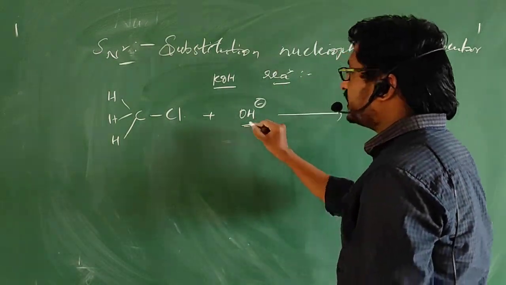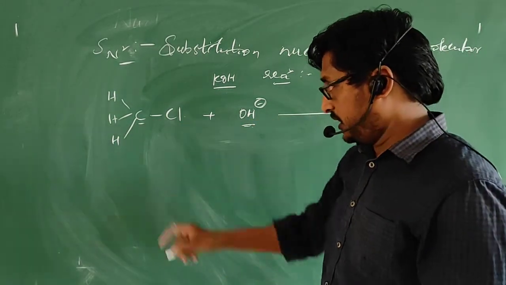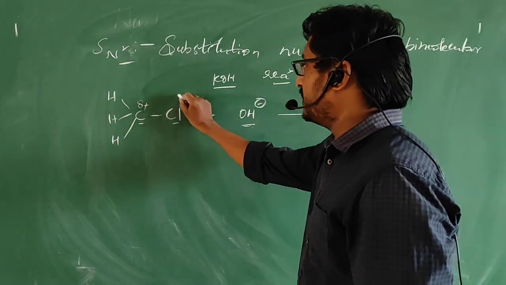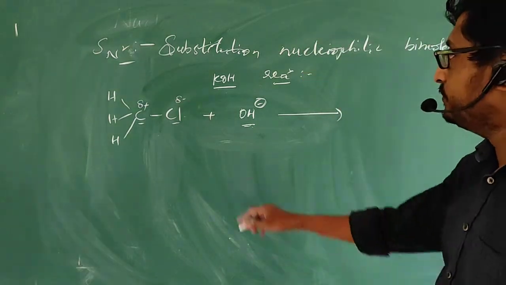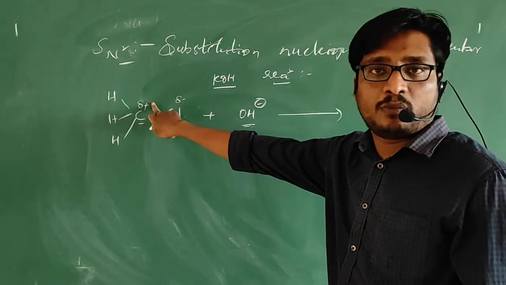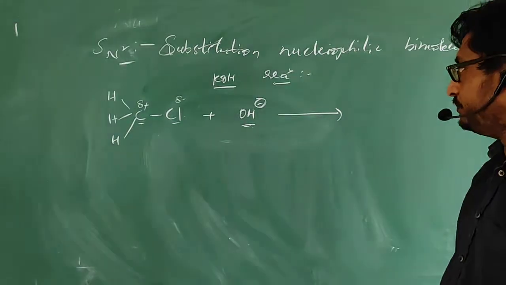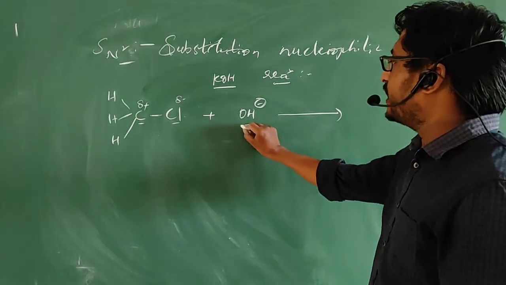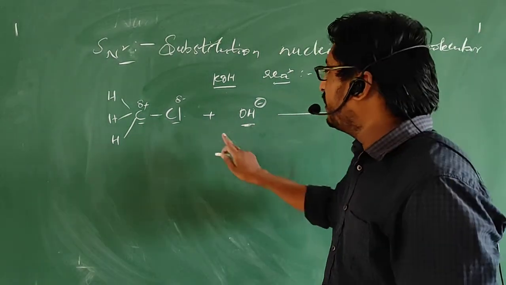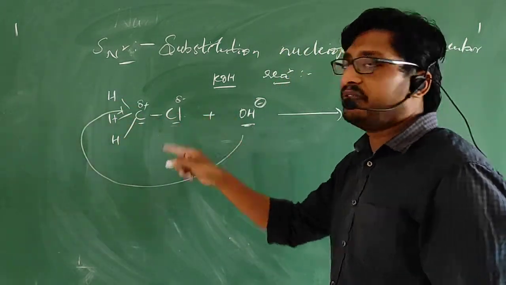So here, if you see, this OH minus ion will attack this carbon. Why is it attacking this carbon? Because the carbon is partially positively charged, and chlorine is partially negatively charged. Due to the difference in electronegativity, a partial positive charge gets developed on carbon and a partial negative charge on chlorine. Now, this hydroxide ion, which is a nucleophile, will attack this carbon from the back side. It will not attack the carbon from the front side.